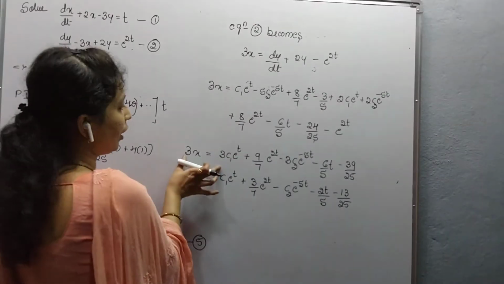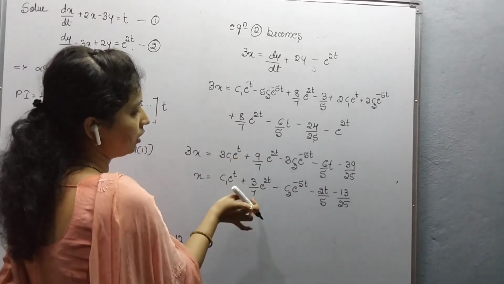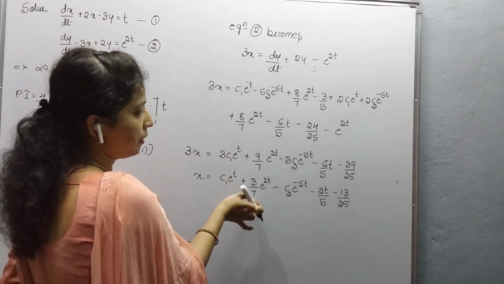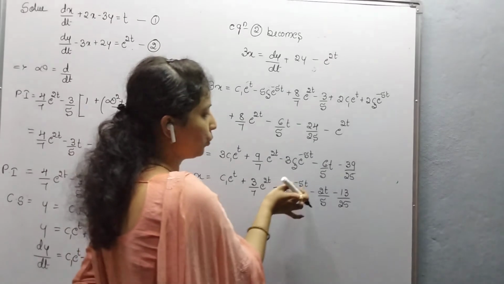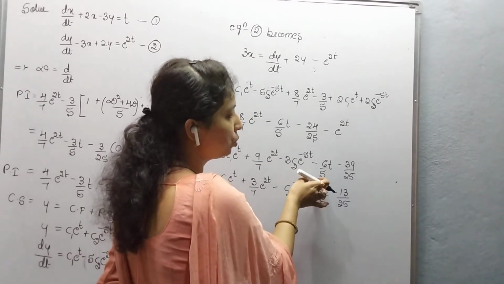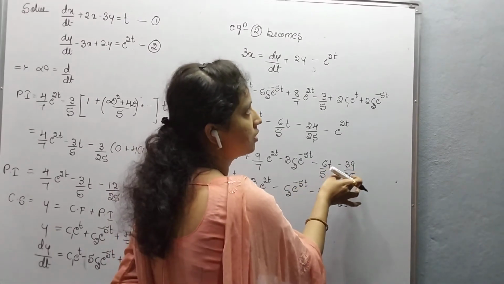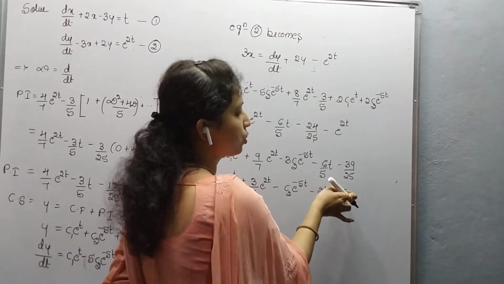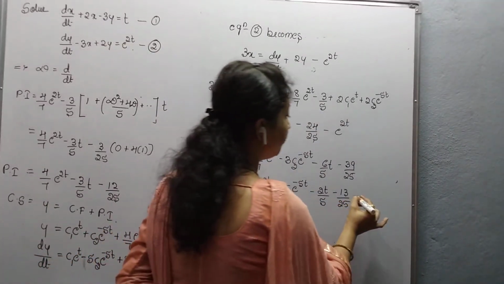X is nothing but 1 upon 3 into this term. So 3 gets cancelled. Here 3 1s are 3, 3 7s are 9. So it is 3 by 7 e raised to 2t, and here again 3 gets cancelled. So c2 e raised to the power minus 5t, and here it is 6 divided by 5 into 3. So it is 2t divided by 5, and here 3 13s are 39. So it is minus 13 divided by 25. So call this equation 6.